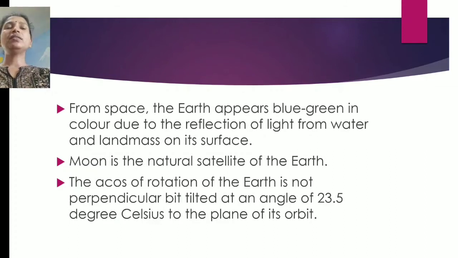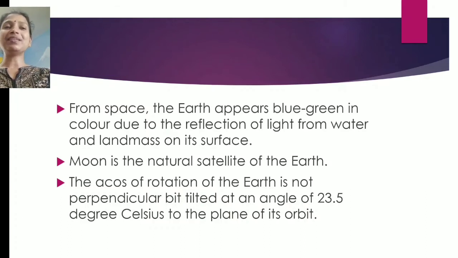From space, the Earth appears blue-green in color due to the reflection of light from water and landmass on its surface. 71% of the Earth is covered by water and 29% is covered by land. So generally it mostly looks blue in color, you know, and due to this 29% somehow it looks green. Moon is the natural satellite of the Earth.